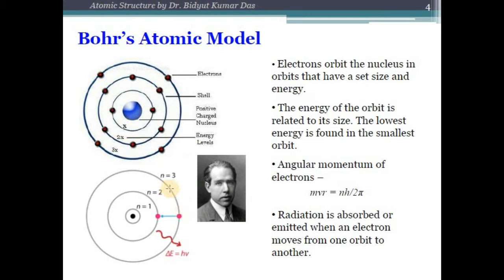Similarly, if the atom gains some energy, for example, if you irradiate this atom with high energy photons, or if you heat the atom, and if the atom acquires energy equal to the energy difference between two consecutive energy levels, then an electron in the inner energy level will jump into the outer energy level by absorbing energy equal to hν, and this hν is equal to the energy difference between these two energy levels.